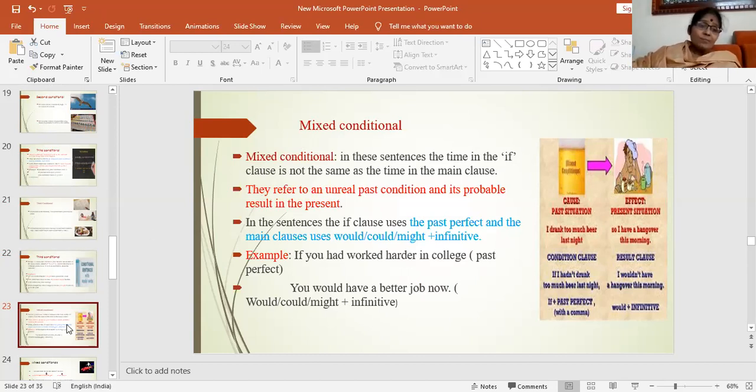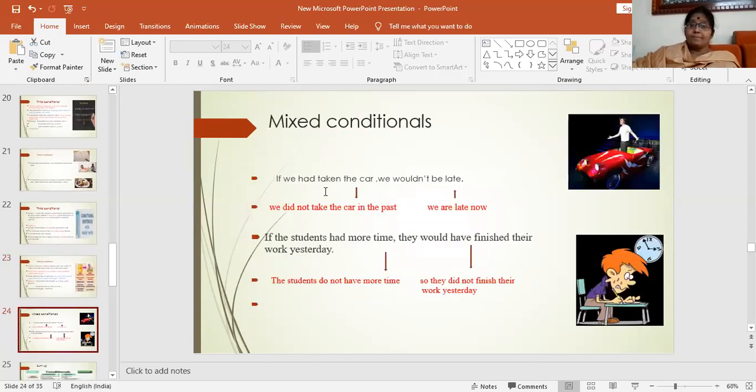Now let us do some more examples. Like if we had taken the car, we wouldn't be late. That means in the past he did not do this and that is why they are late now, right? If we had taken the car, we wouldn't be late, right? Now look at this other sentence. If the students had had more time, they would have finished their work yesterday. That means the students did not have more time, so they did not finish their work yesterday.